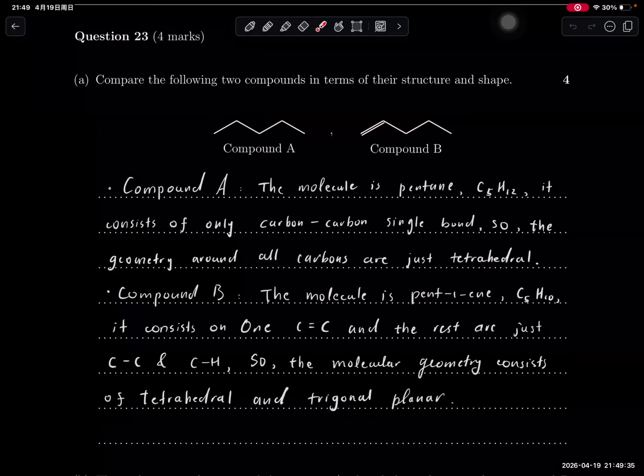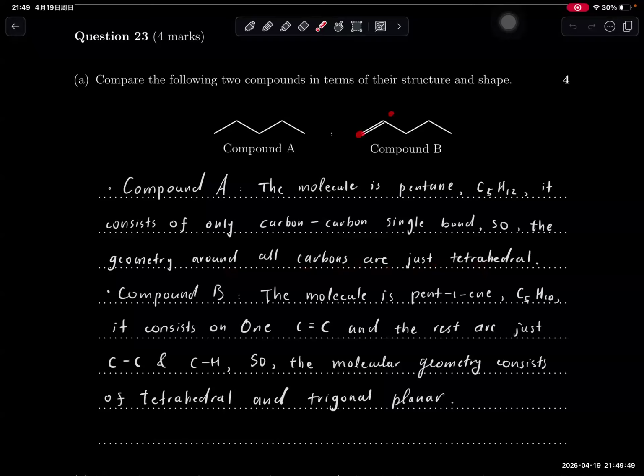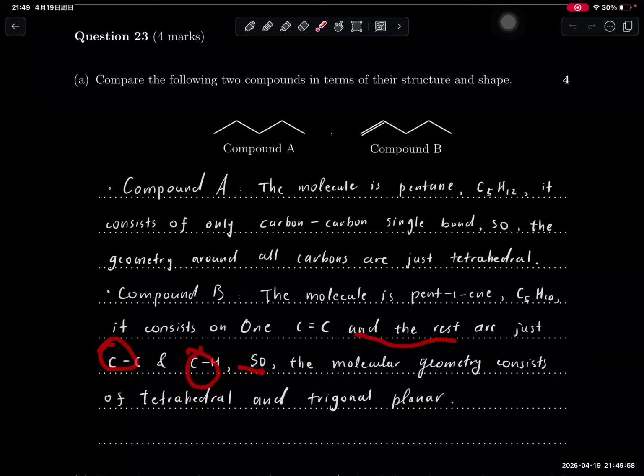Compound A, the molecule is pentane, so C5H12. It consists of only carbon-carbon single bonds, so the geometry around all carbons is tetrahedral. While compound B has a double bond here, so the molecule is pent-1-ene. It consists of one carbon-carbon double bond, and the rest of it is the same as before. So the molecule geometry consists of tetrahedral for the rest of these carbons, and then trigonal planar for this carbon. Yeah, you just need to describe all the carbons.